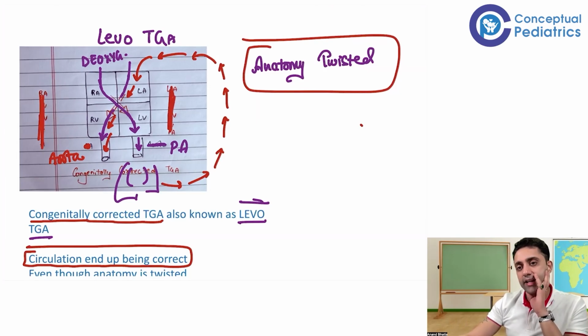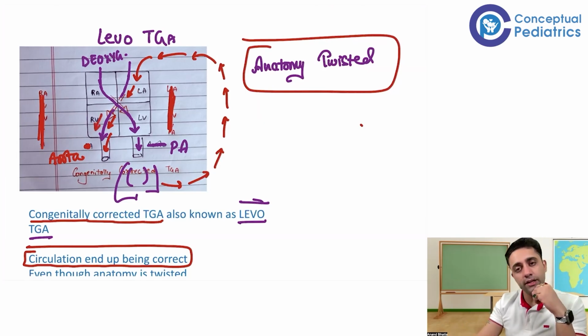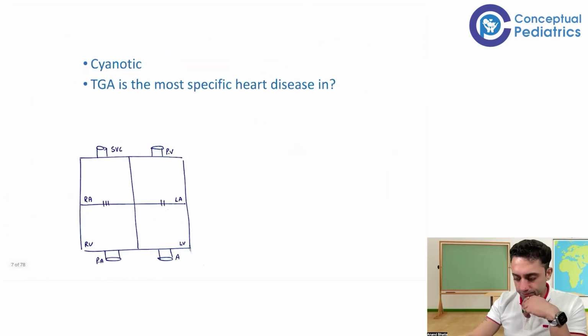I'll repeat again. In Levo-TGA, the right atrium is connected to the left ventricle. So the deoxygenated blood from the right atrium goes to the left ventricle. From the left ventricle, the deoxygenated blood goes to the pulmonary artery, then to the lungs. Purified blood from the lungs enters the left atrium, and then to the right ventricle, and then to the aorta. That's it. That is one thing.